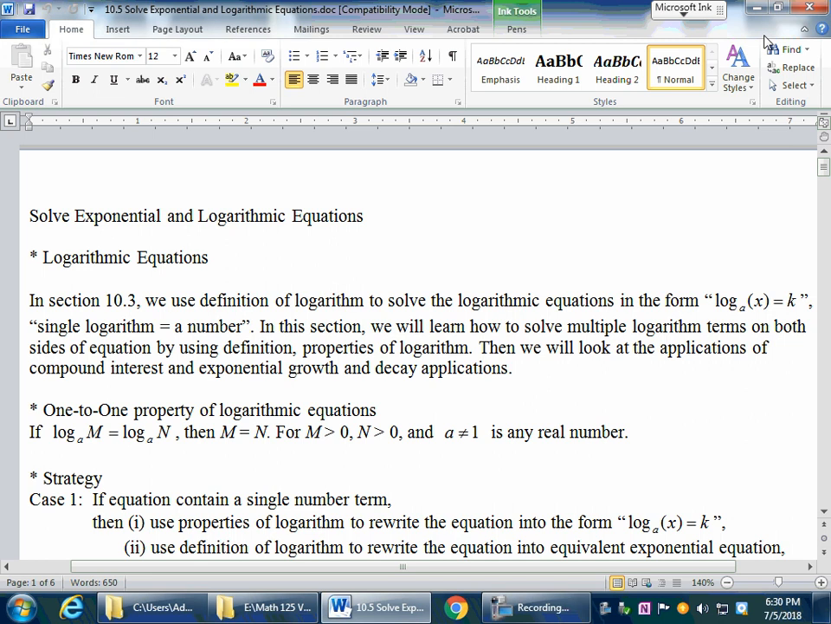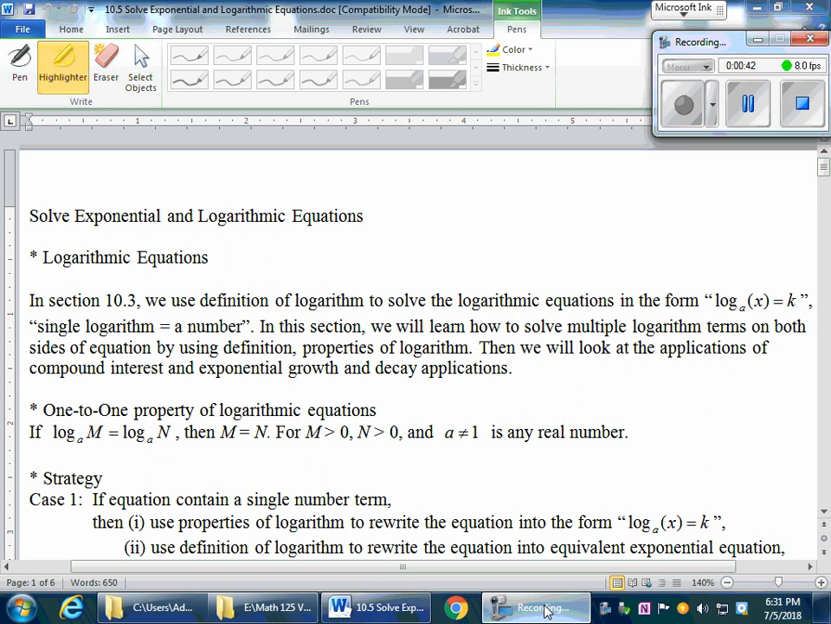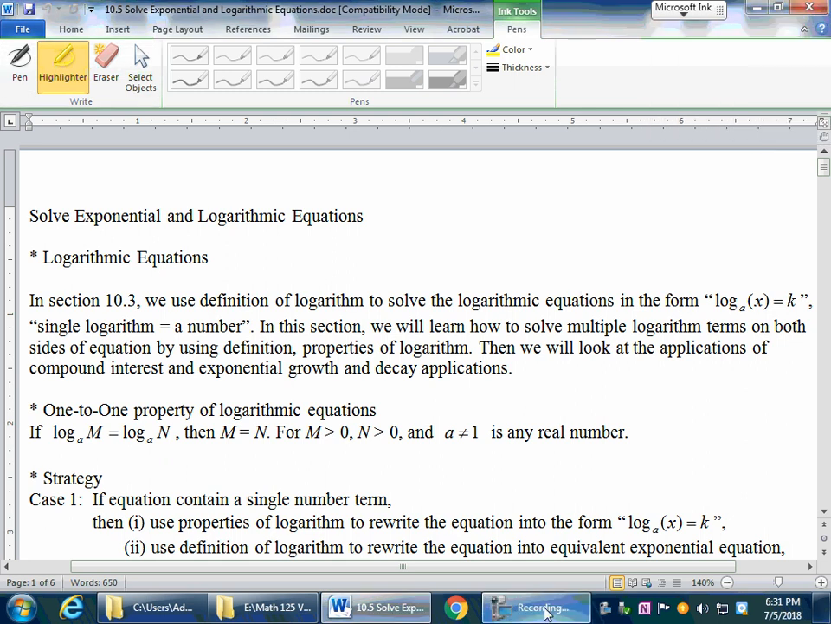So first, we're going to look at logarithm equations. Okay, so the logarithm equations we talked about in 10.3 used the definitions of the logarithm to solve. So when can I use the definition of logarithm? When the logarithm equation is in this form: a single logarithm on one side and a number on the other side. Whenever we can rewrite it into this format, we will always use the definition, because that's the easiest case. It allows me to rewrite it into an equivalent exponential form and then solve for it. Okay, so that's what we talked about in 10.3.